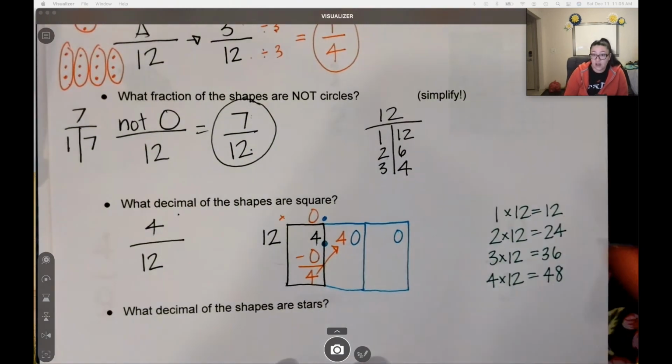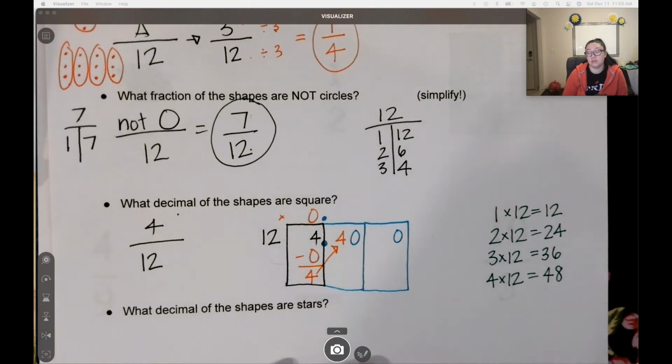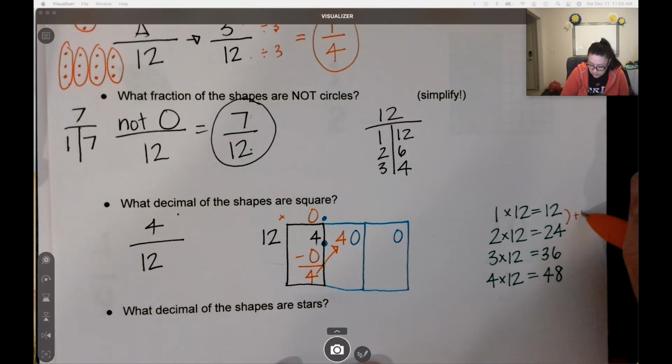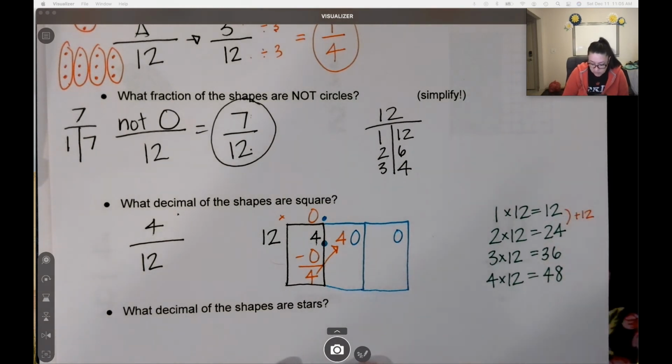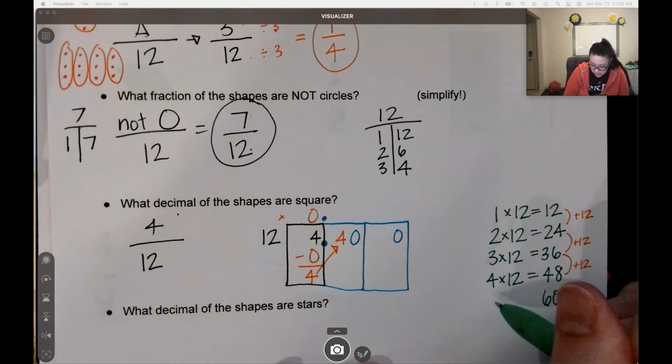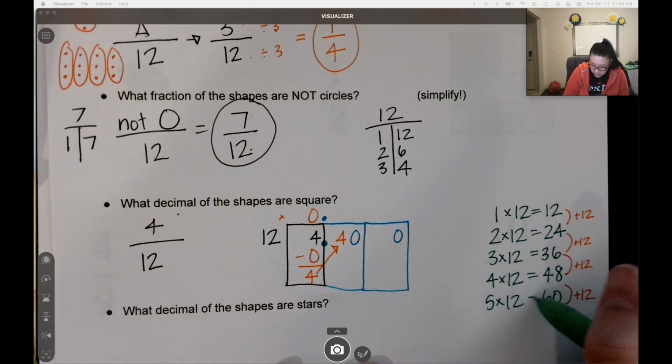48. When you're multiplying by 12s, remember multiplication is just repeated addition. So every time I just add 12 more. 12 plus 12 gives me 24. 24 plus 12 gives me 36. 36 plus 12 gives me 48. 48 plus 12 would give me 60. So that means that 5 times 12 would be 60.